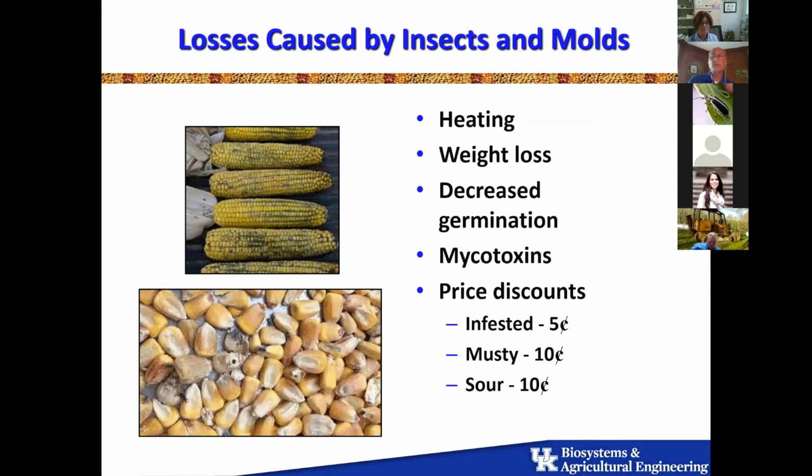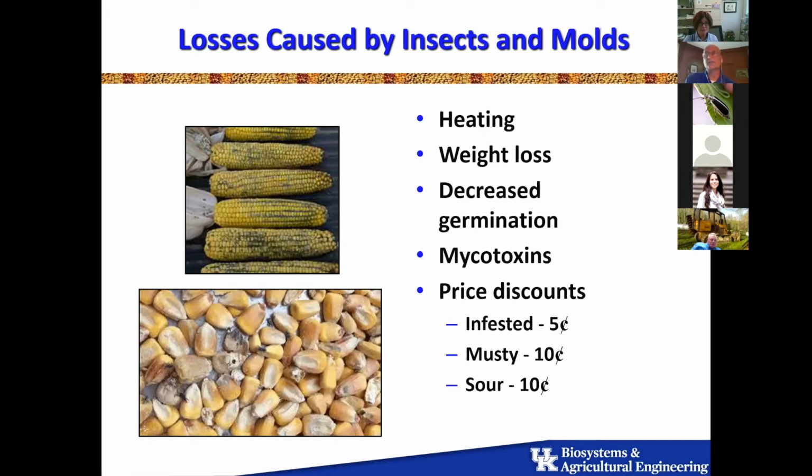But then the last point here is probably the one that gets in our pocketbook, obviously. When we have problems that hit us on the economic side, there are price discounts when grain is delivered to the elevator. It has insect problems. There was a story here in Kentucky just last month where there was a young farmer, in his first cropping season actually, who delivered a load about 90 miles away from his farm.